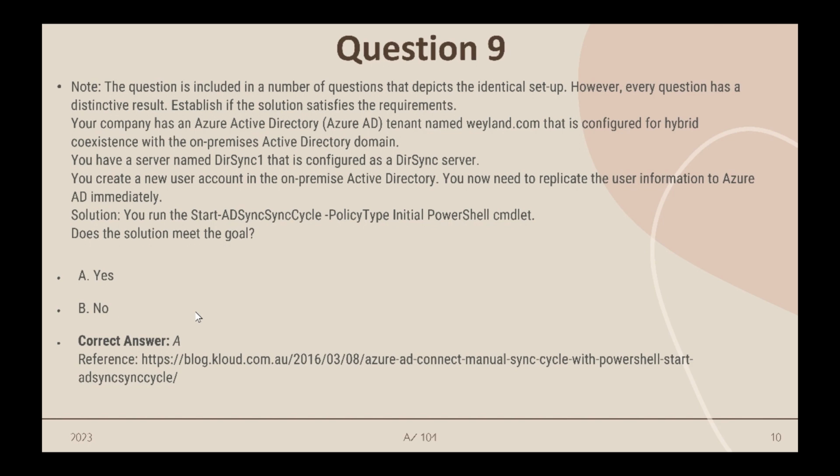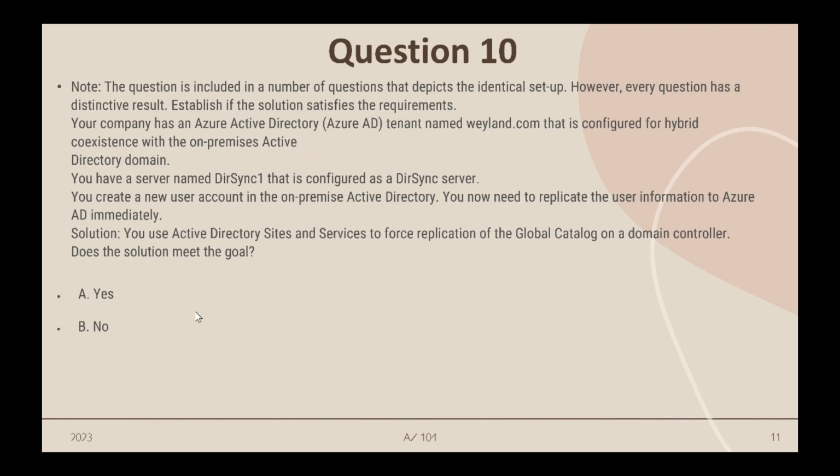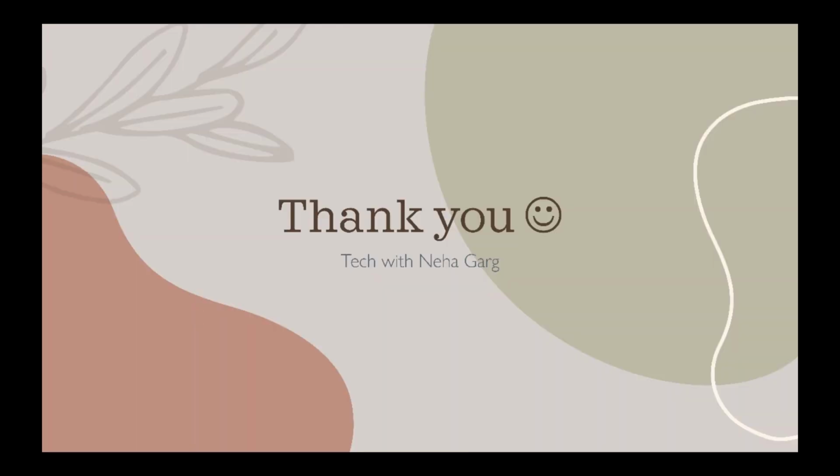Now, let's look into the next question, question number 10. The question remains the same. The solution now provided is you use Active Directory Sites and Services to force replication of the global catalog on a domain controller. So, is this also a way to achieve what we are trying to achieve in this question? You have to answer in yes or no. And the correct answer is no. The reason is that this solution involves using Active Directory Sites and Services to force replication of the global catalog on a domain controller. However, this solution is not relevant to the scenario and will not achieve the goal of replicating the new user information into Azure AD.